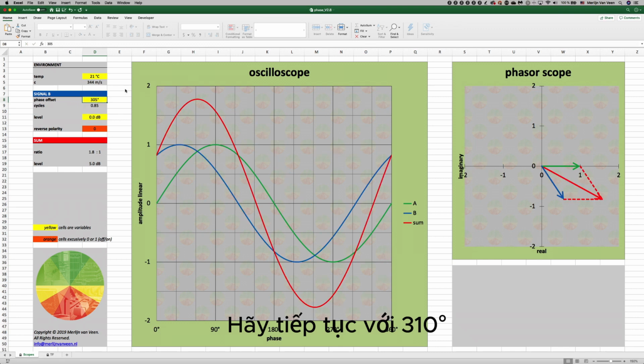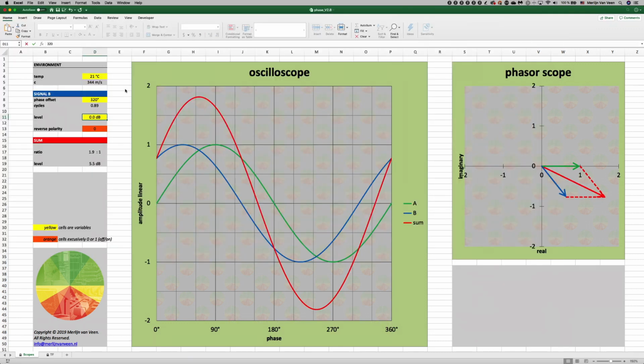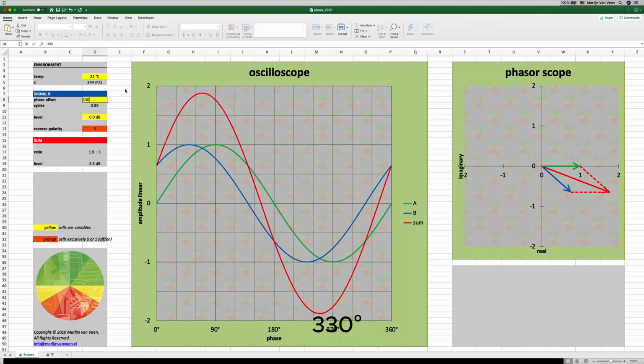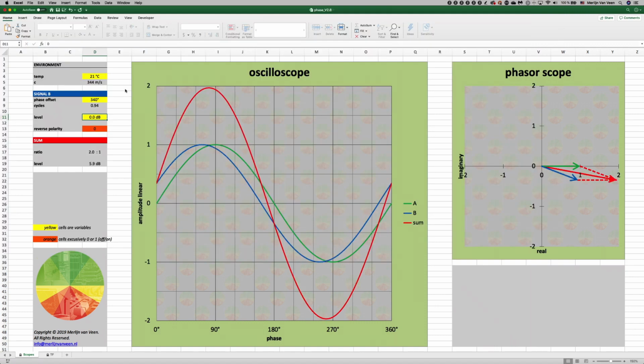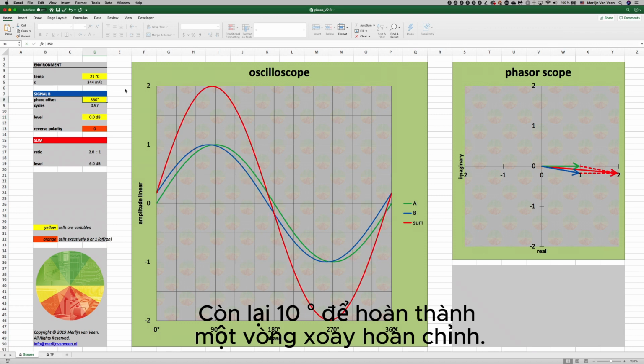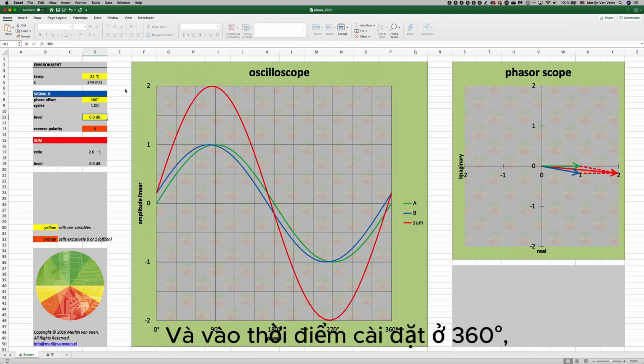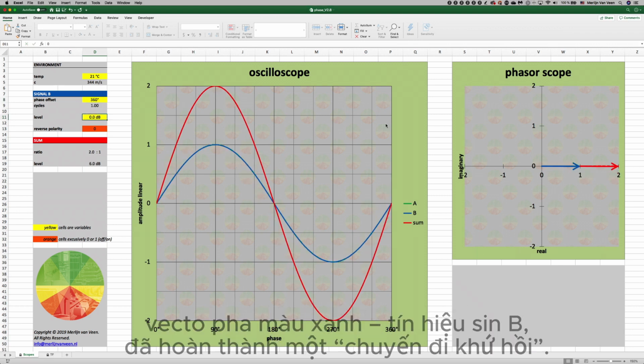Okay, let's continue to 310, 320, 330, 340, 350. I'm 10 degrees shy of finishing a complete revolution, and by the time I hit 360, my blue phasor, my signal B, has completed a single round trip.